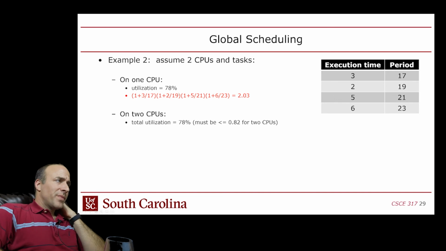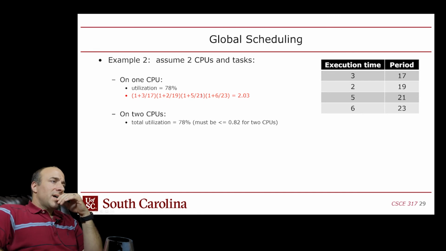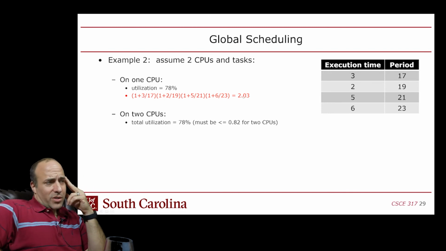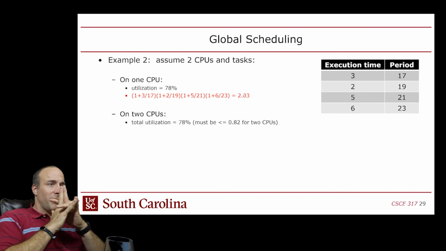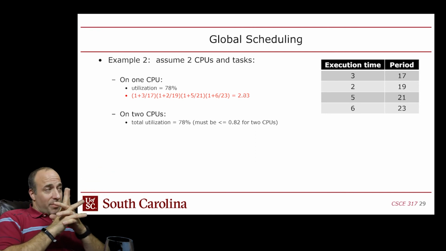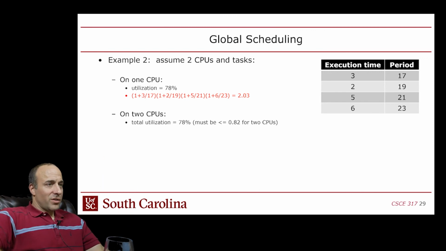Let's look at another example. Let's say you have the tasks shown here. Utilization is 78%. If we do the single CPU schedulability test, we get 2.03, which means it fails. Again, that just means that we don't know if it'll schedule on one CPU. But on two CPUs, the utilization, being at 78, would have to be less than 0.82 for two CPUs. It means it is guaranteed to schedule on two CPUs.